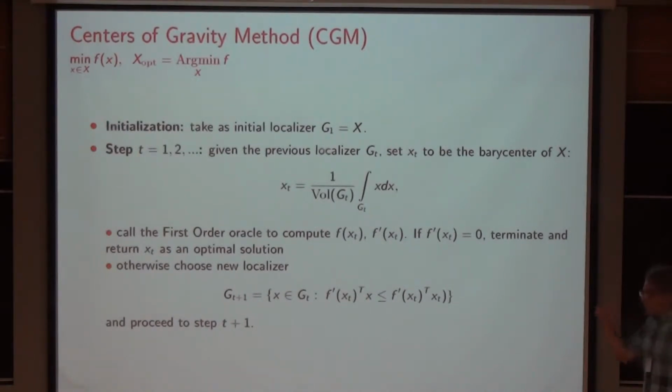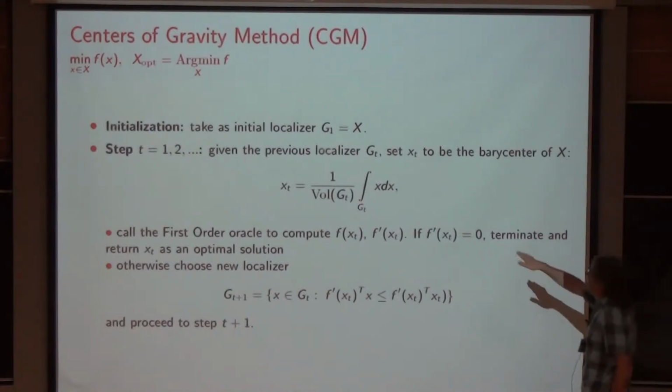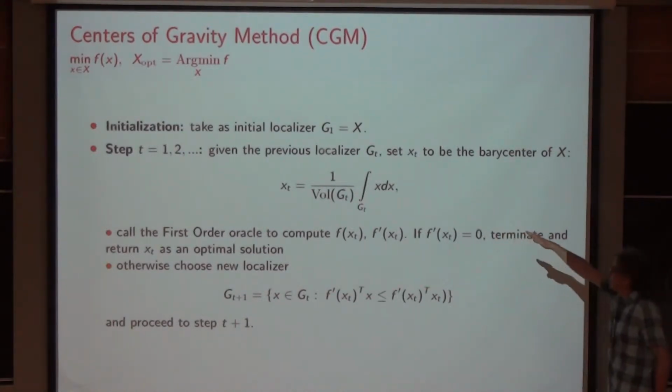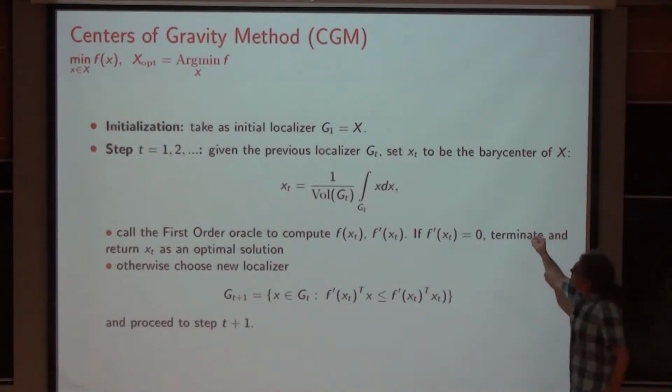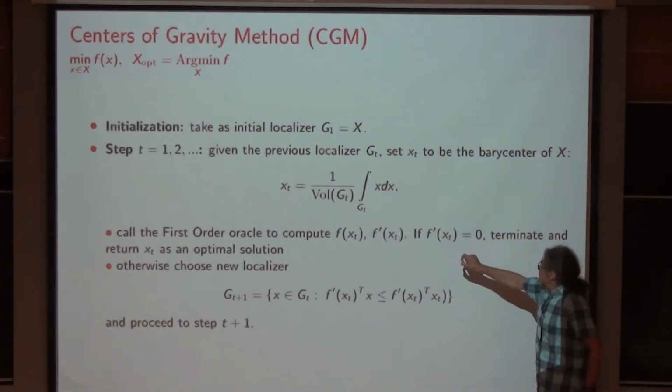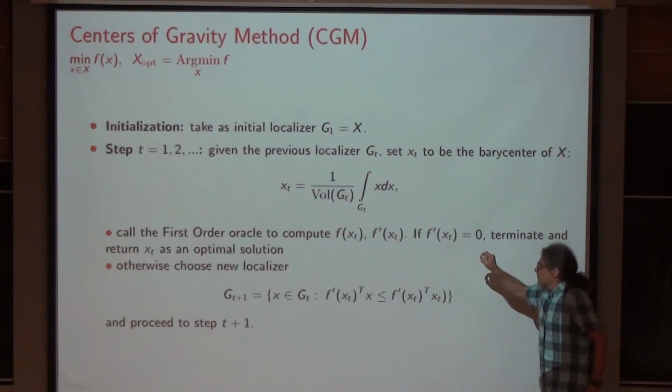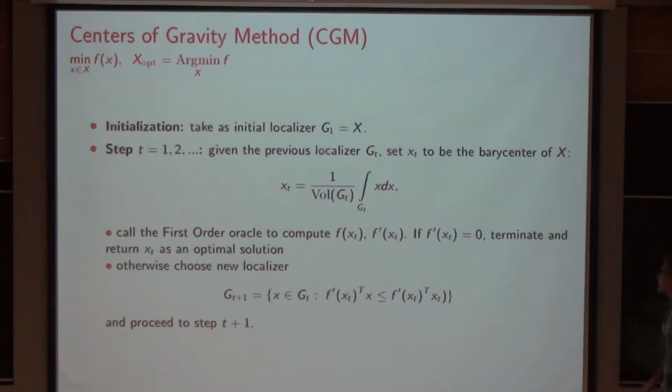If the search point is outside our feasible set, we pass the separator through the search point and throw out a part. In this situation, it's always in the feasible set, of course. Our first localizer is capital X, so all our search points will be in X. We look at the value of the subgradient at the center of gravity of our localizer, and then do the cut of the localizer.